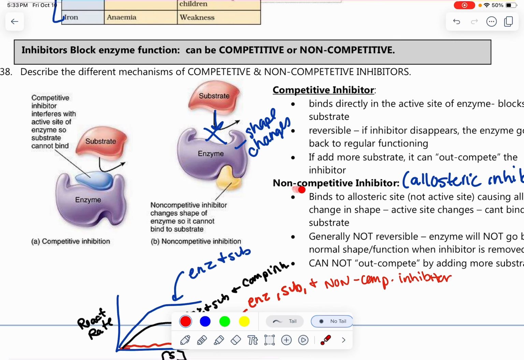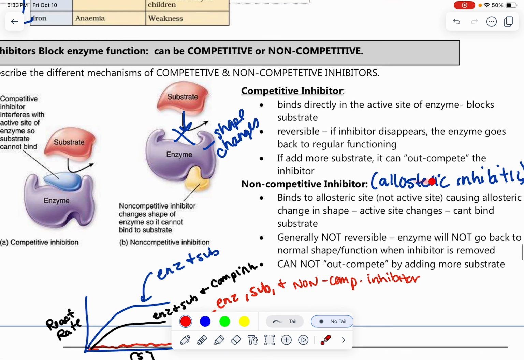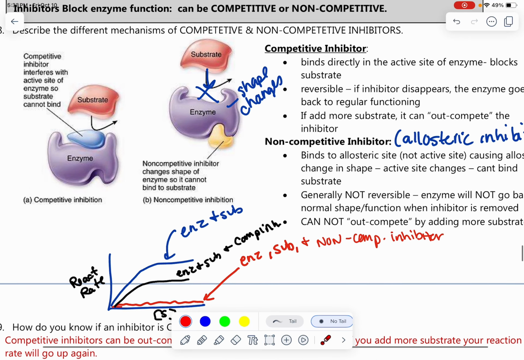A non-competitive inhibitor, which could also be called an allosteric inhibitor because it's going to be changing the shape of the enzyme, binds in a back site, like an allosteric site, and that changes the shape of the enzyme, shifts some of the weak bonds, and its shape changes. Then the active site isn't the right shape, so the substrate can't go in there. So they're both blocking the substrate from getting in there. This one directly by going in the active site, this one by just binding an allosteric site and changing its shape. Okay.